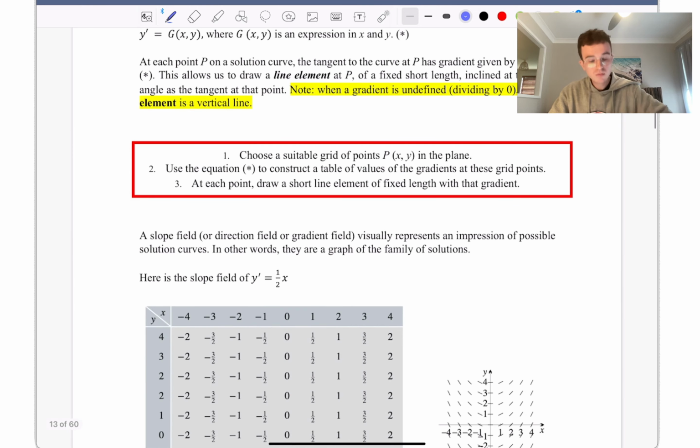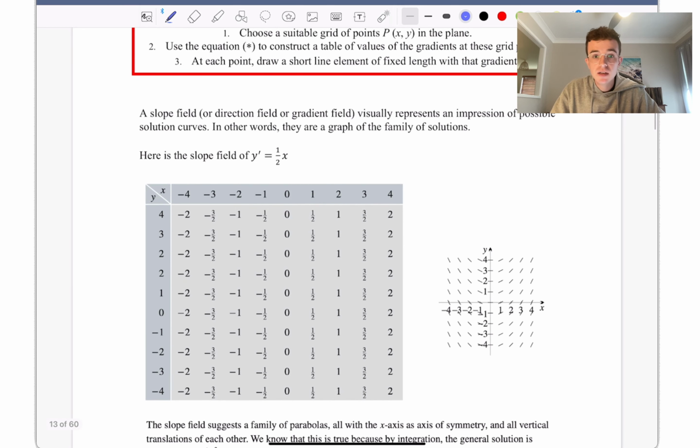So to construct a slope field, which is also called a direction field or a gradient field, we choose a suitable grid of points on the xy plane. We use the equation to construct a table of values for the gradients, and at each point we draw a short line element of fixed length with that gradient. We have to make sure that the lines are the same length.